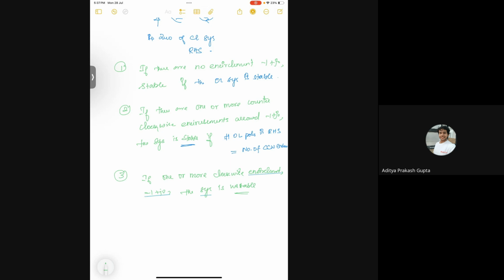That's it. When it is counterclockwise, you should see how many poles are in the right of the S-plane in the open loop system. If both the numbers are same, then you can say it is stable, otherwise unstable. But if there are even one or more clockwise direction encirclements around the -1, you can straight away say the system is unstable. Right? The poles of the closed loop system must lie in the right of the S-plane to get the clockwise direction encirclement. Right. So we'll solve one problem and see.